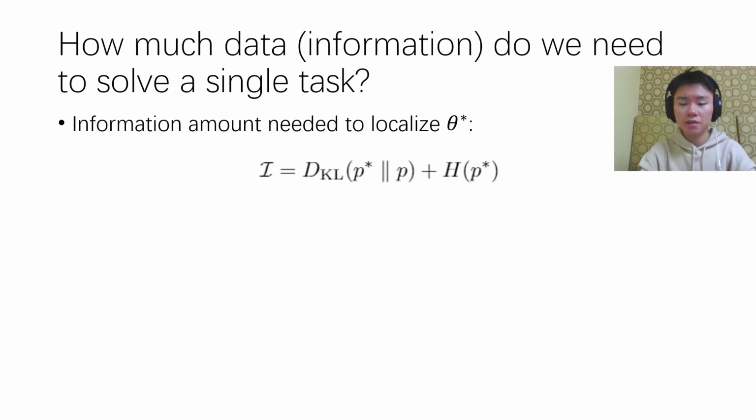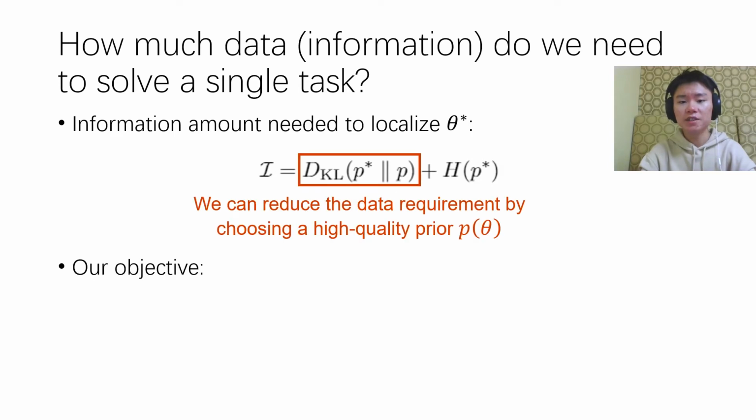So now we are back to this question. How much data do we need to solve a single task? It turns out we can prove that the information we need to localize the optimum parameter is looking like this. It's actually proportional to the KL divergence between the true prior and our ordinary prior. So this means if we can choose a prior with lower divergence with the true prior, then we need less data. This is consistent with our discussion before. So now our objective is simply minimizing the KL divergence between the true prior and our prior.